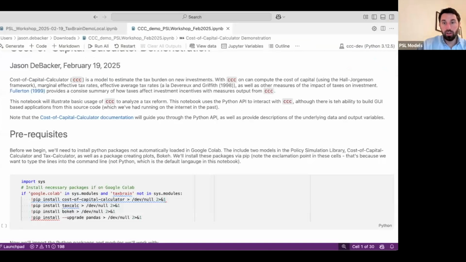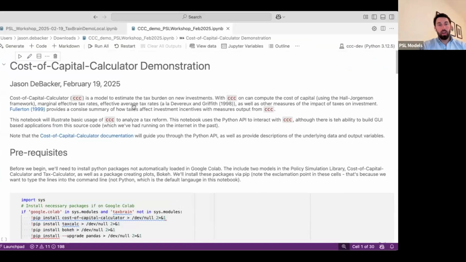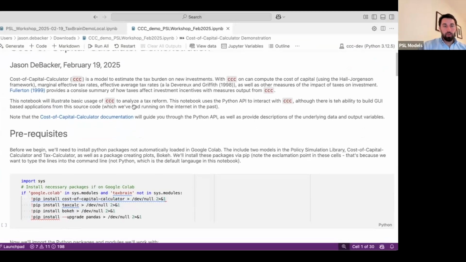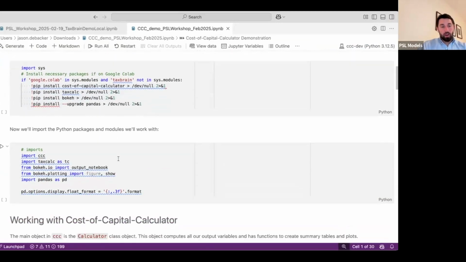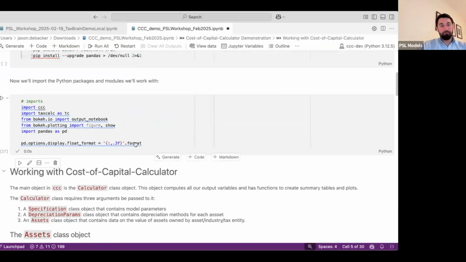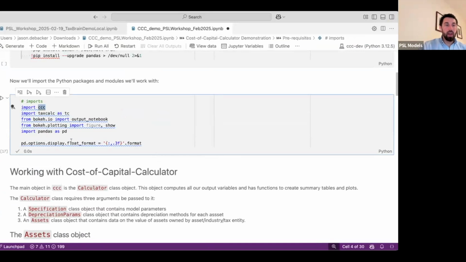But I'm just going to switch and look at this notebook on my local machine. And here I am back in Visual Studio Code with this cost of capital calculator demonstration. Okay, so again, we're dealing with this through the Python API. So we've got to import a few packages here, a couple custom ones. One is the cost of capital calculator package called CCC. And then we're also going to import the tax calculator package. We're going to use a function from that.